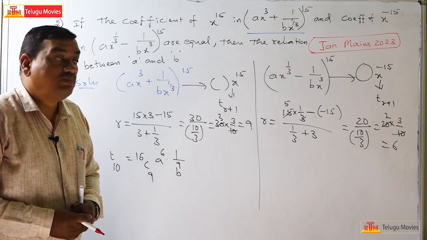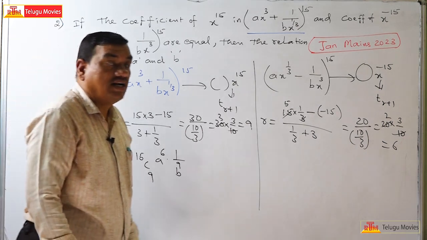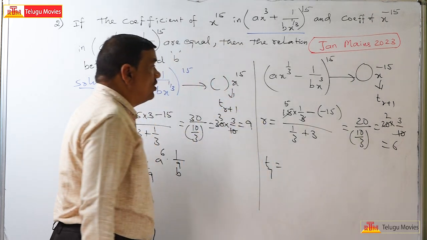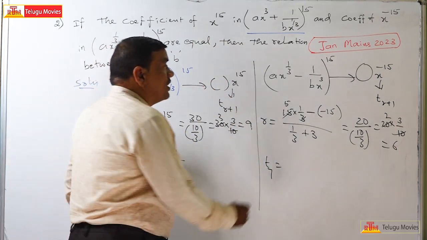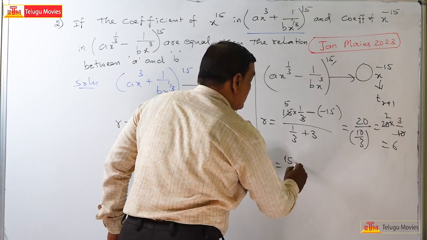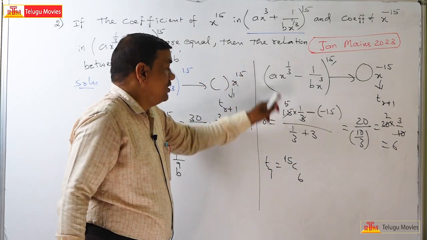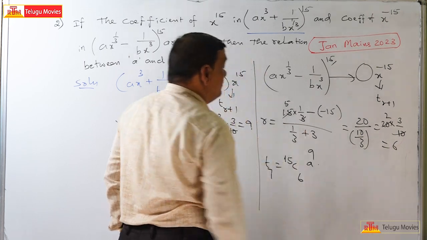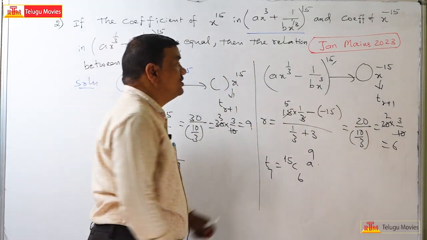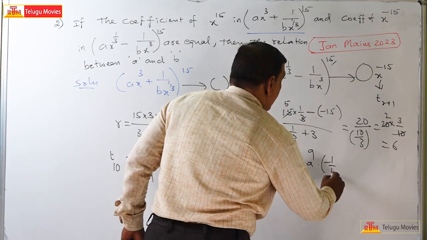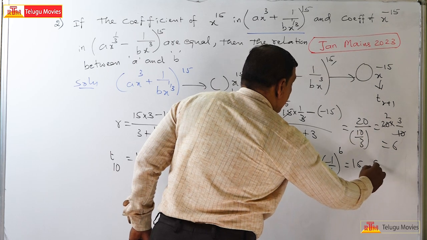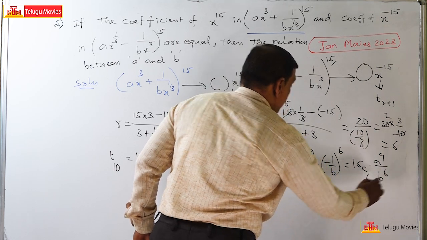So r is equal to 6, which means the 7th term contains x to the power of minus 15. Now find out the coefficient. T7 means 15C6 a to the power of 15 minus 6, that is a⁹, into (−1/b) whole to the power of 6. That is 15C6 a⁹ by b⁶.